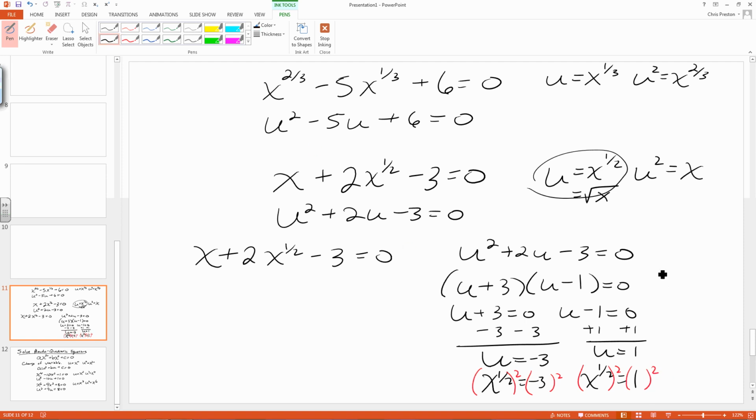And I would get my answers, x equals 9 and 1, and then I need to check those because this is an even root. So I need to plug them in and see if they work or not. And I'll do that in a second.